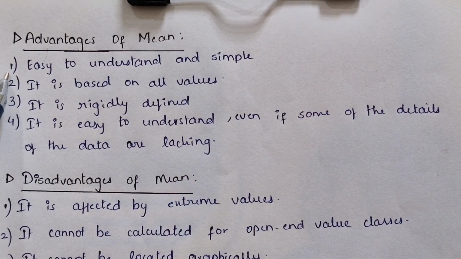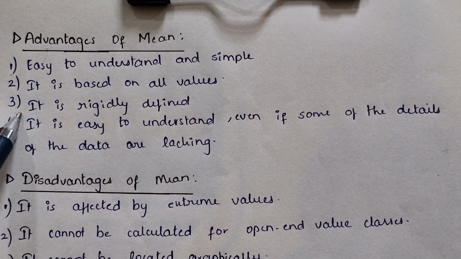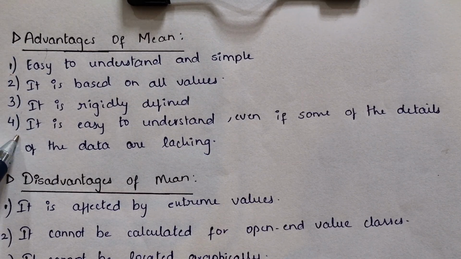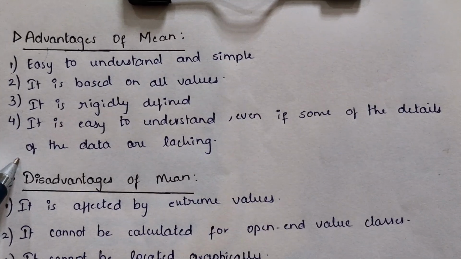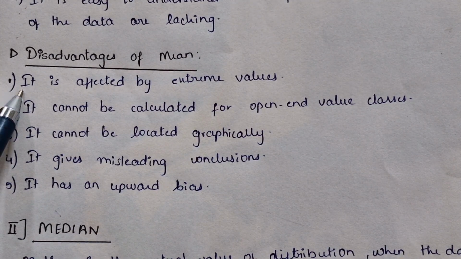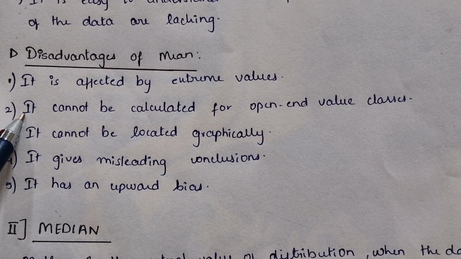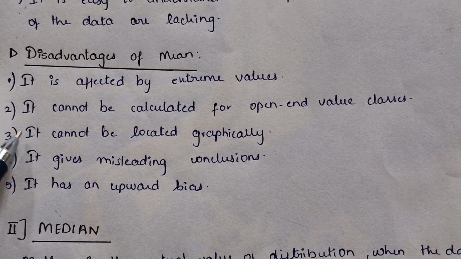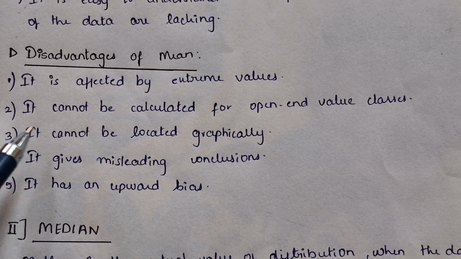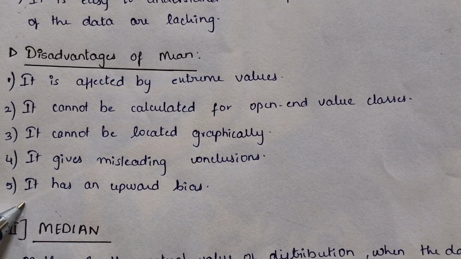Advantages of arithmetic mean: it is easy to understand and simple. It is based on all the values. It is rigidly defined. It is easy to understand even if some of the details of the data are lacking. Disadvantages of arithmetic mean: it is affected by extreme values. It cannot be calculated for open-end classes. It cannot be located graphically. It gives misleading conclusions and it has an upward bias.